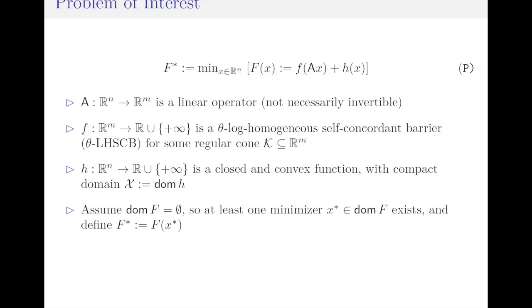And of course, we assume that the domain of F is non-empty. There is a typo here, so it should be non-empty. Under this assumption, at least one minimizer exists, and we denote this minimizer, and we also define the optimal value as f star. It has many applications, and I will give you some examples later on.